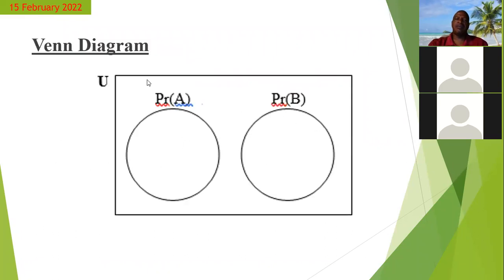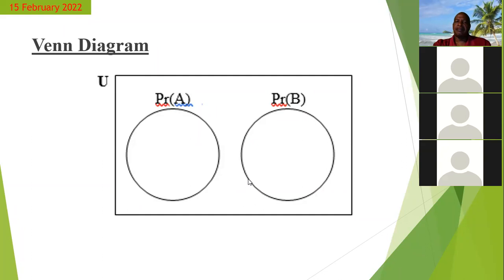Now, this is how the Venn diagram of a mutually exclusive event would look. If you recall, there's no overlapping of the two circles. So what's happening in A does not have anything to do with what's happening in B. This is a disjoint set. You can't have A and B happening at the same time. They have to be at separate times. So this is how we represent it on a Venn diagram.